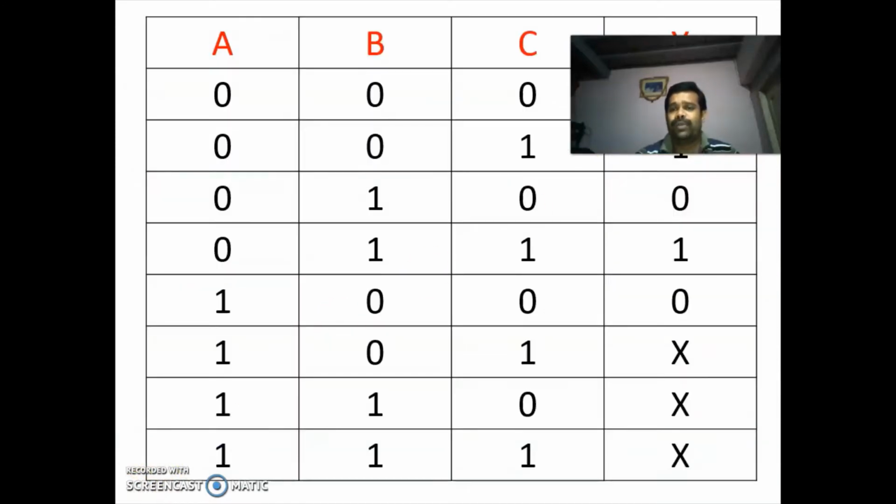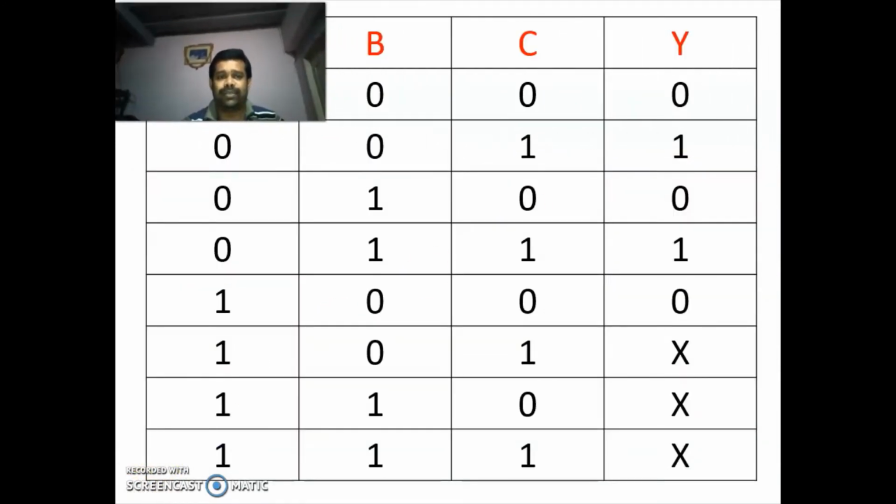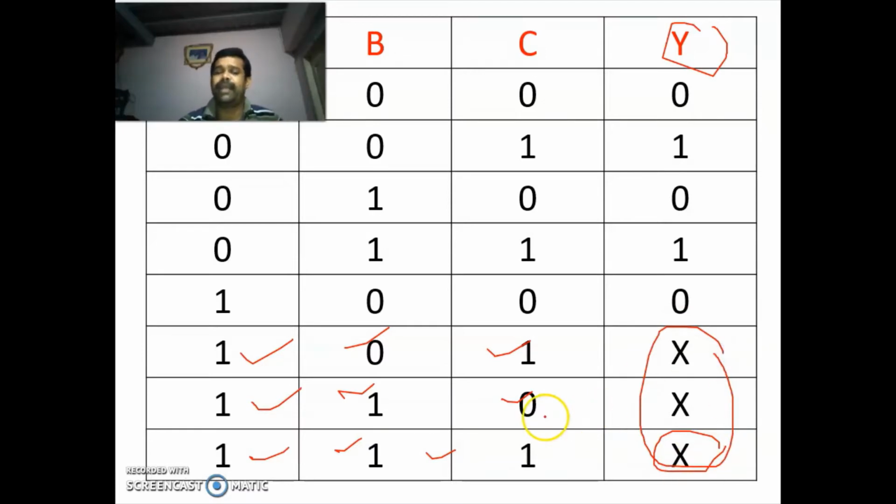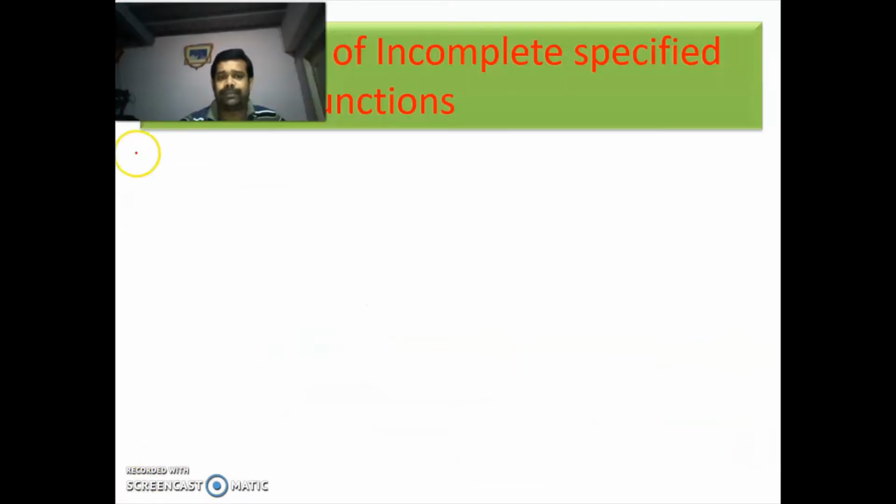Now you check this truth table. Here you are having 3 inputs and 1 output. Here for the inputs 1, 0, 1, and for inputs 1, 1, 0, and for 1, 1, 1, the output is not mentioned. It can be either 0 or 1. So it is written as X. The meaning is the output can be either 0 or 1.